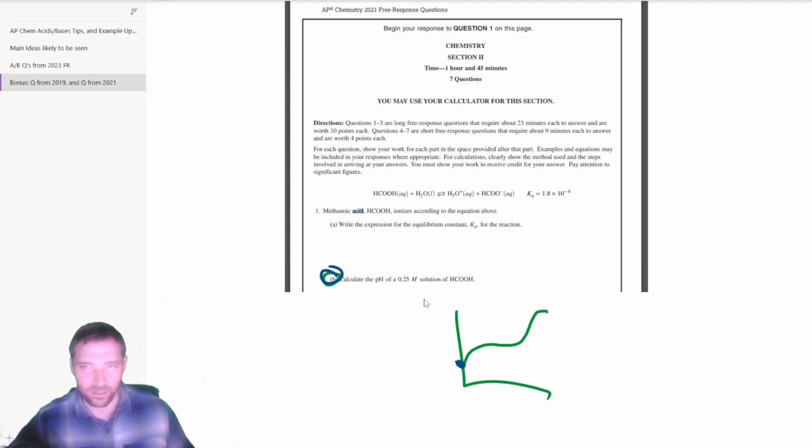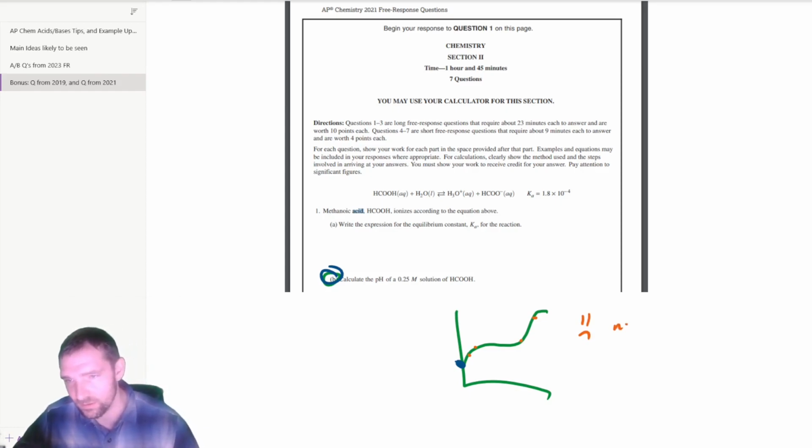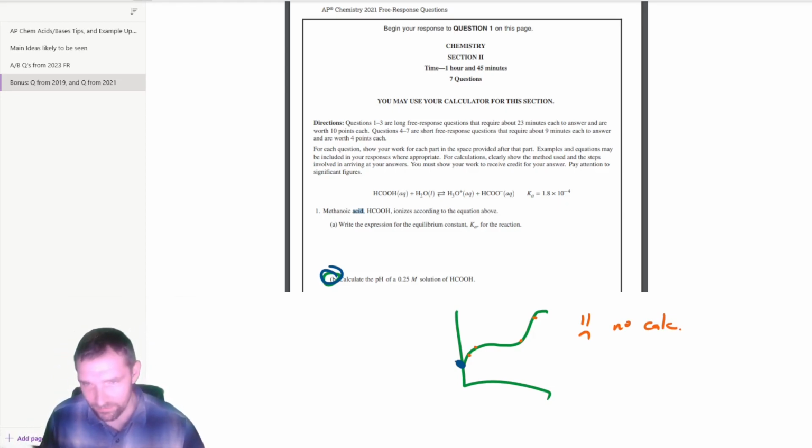Most acid-base problems that you're going to see on the exam are not going to be relating actual calculations along any points besides the equivalence and the half equivalence point. Like these, you don't really do calculations, but you may need to talk about the relative amounts of HA and A minus at those different points.